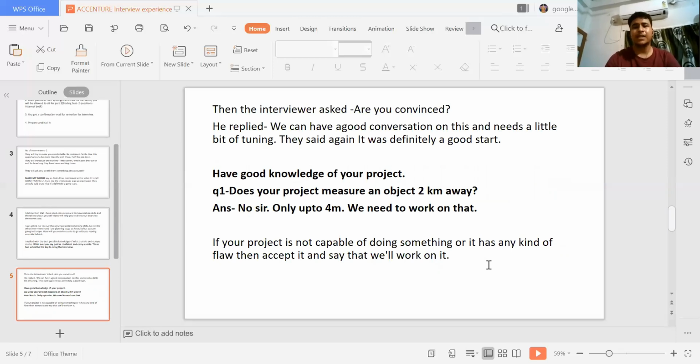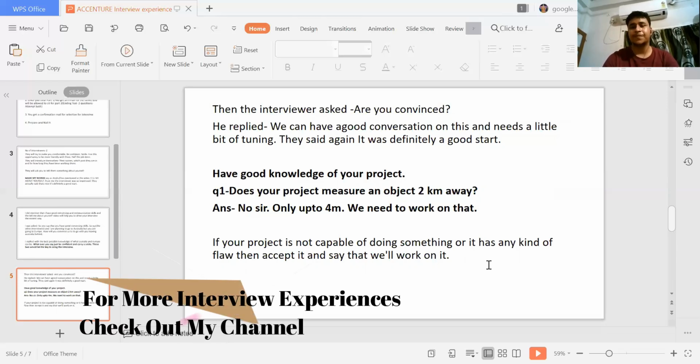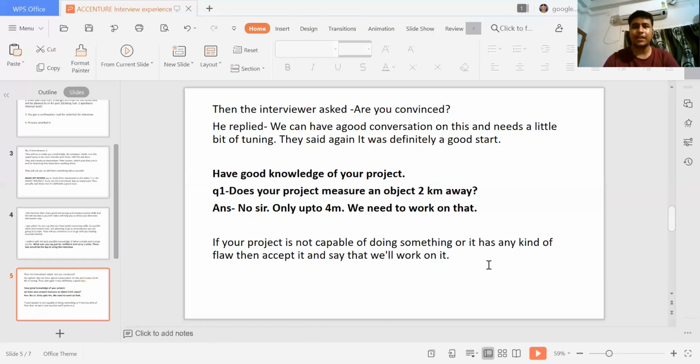So next they started asking me about my projects. First they asked me about the project that I did, which was on IoT. One of the interviewers asked me, can your project measure an object that is 2 kilometers away? I have implemented a smart traffic control system using IoT, which was only a model with some ultrasonic sensors, which can only detect up to 4 meters. So I said that, no, sir, we have implemented it only for a model. We need to work on that as well. So be polite. And if there is a flaw, just say, yeah, we need to work on this.